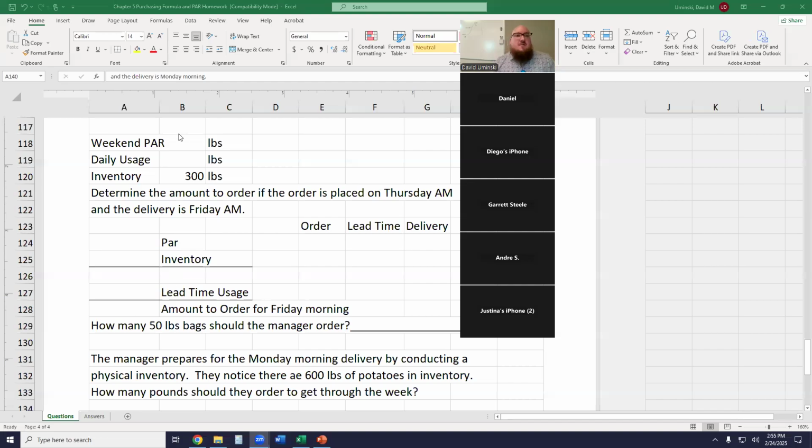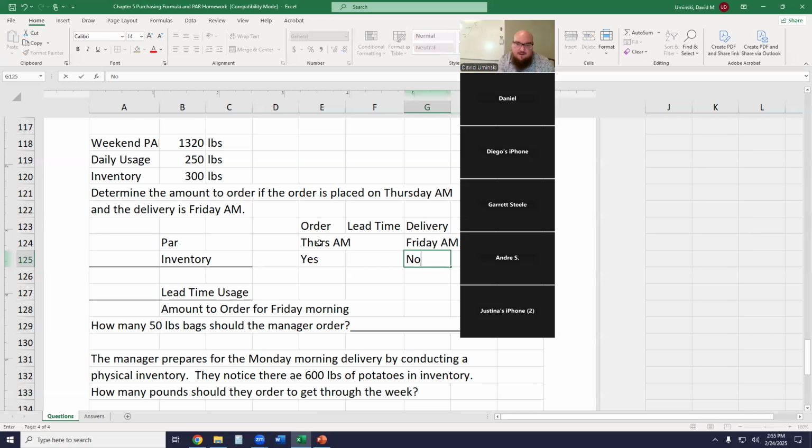Our weekend par, based on the previous information, was 1,320 pounds. Okay. And our daily usage is 250 pounds. Because if we order on Thursday AM and Friday AM is our delivery, then yes, we're gonna have usage on Thursday. No, we're not gonna have usage on Friday.